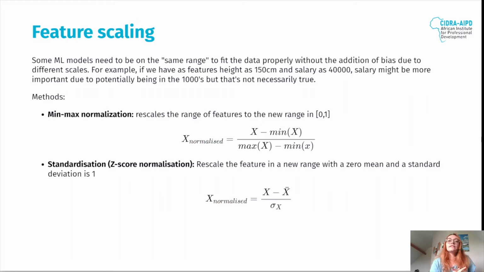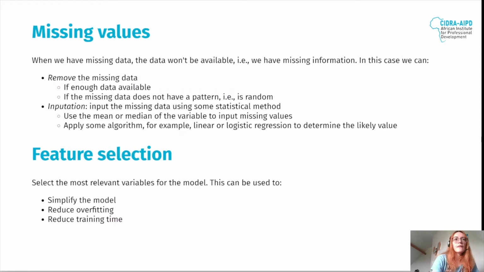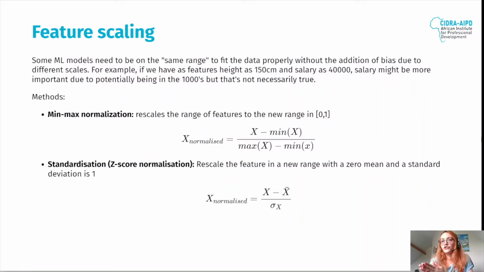The other method is standardization, or z-score normalization, which means that we're going to create this new range with a zero mean and a standard deviation of 1. That's why it's called z-scores, based on the normal distribution with mean 0, standard deviation 1. So what we're doing is taking the value minus the mean of the feature, divided by the standard deviation of that feature. Again, you do that per feature, not per observation, always per column.